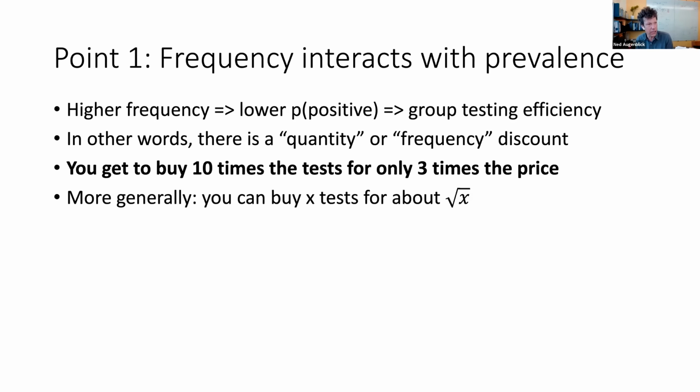And more generally, for those of you who are math inclined, there are some complicated formulas here, using a particular form of an approximation. It turns out that you can buy X tests, X times a month, for about root X the cost. And so root 10 is about 3, which is how we got to that point. Next slide, John.